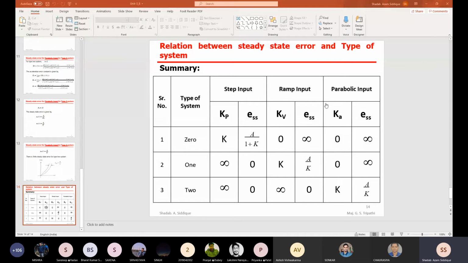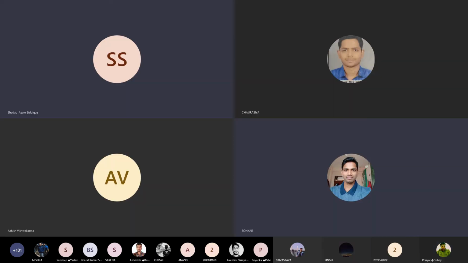Yes, sir. Yes, please. Sir, so far the input signals you provided were step, ramp and parabolic. For impulsive signal, is there no steady state error? For impulsive signal, if you take impulse signal, that is delta t, or delta t is equal to 1. Okay, delta t is equal to 1. So your error will be, see, you can look at it now in the analogy, I will show you right away.